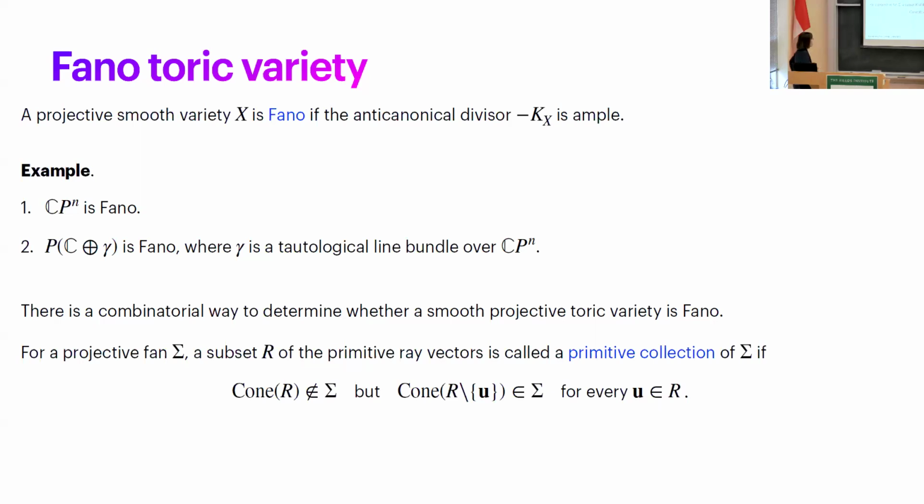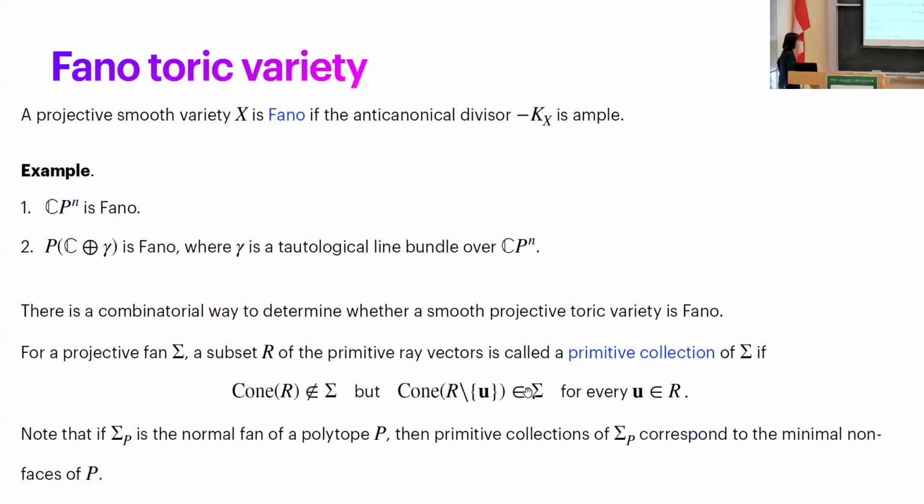And there is a combinatorial way to determine whether a smooth projective toric variety is Fano. I'll introduce it. For a projective fan sigma, a subset R of the primitive ray vectors is called a primitive collection of the fan if the cone generated by the whole set R is not a member of the fan, but every proper subset of R generates a cone in the fan sigma. In other words, if sigma is the normal fan of a simple polytope P, then primitive collections of the fan correspond to the minimal non-faces of the polytope.